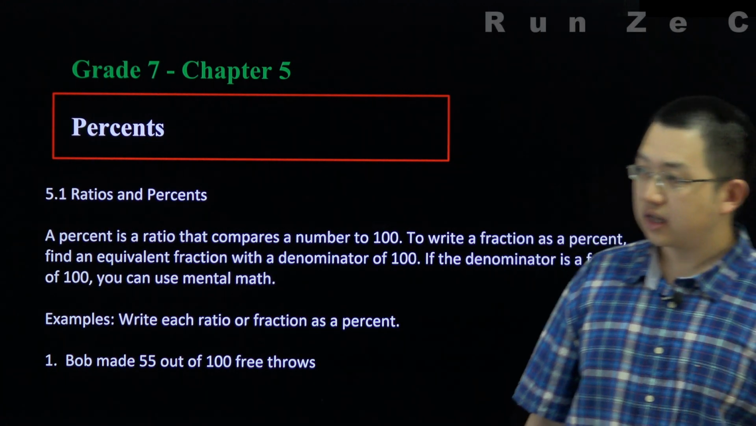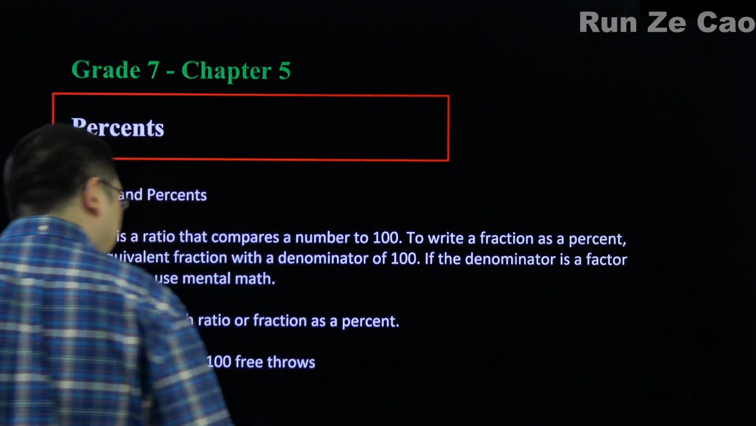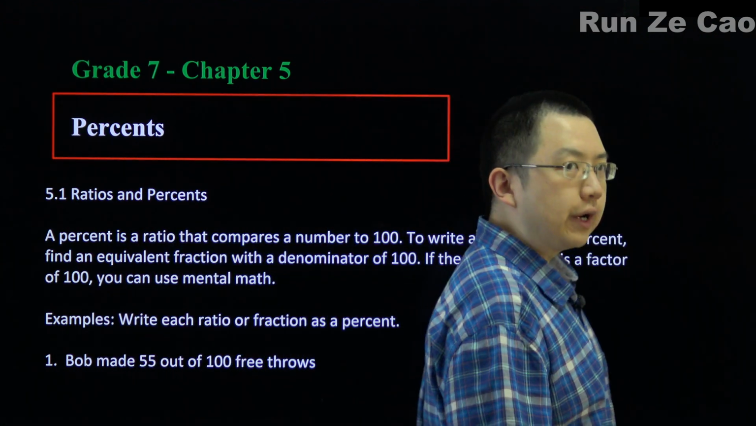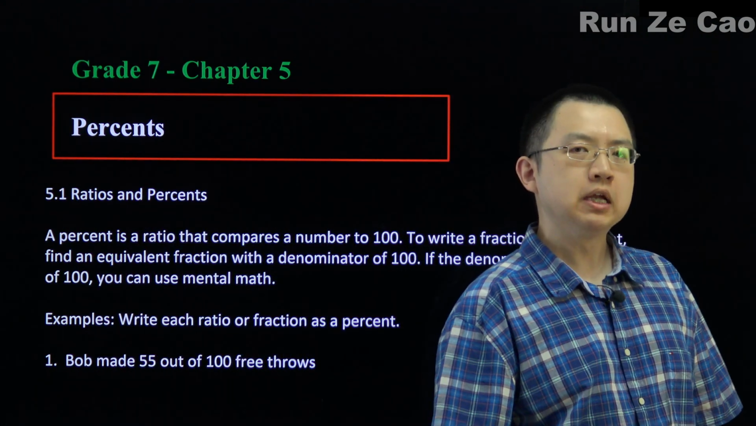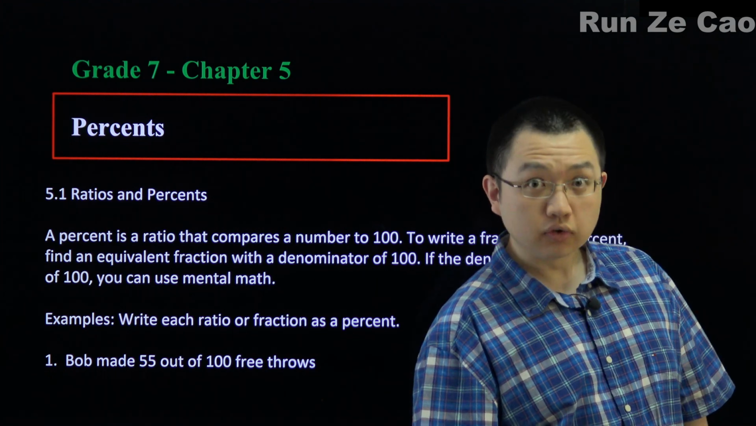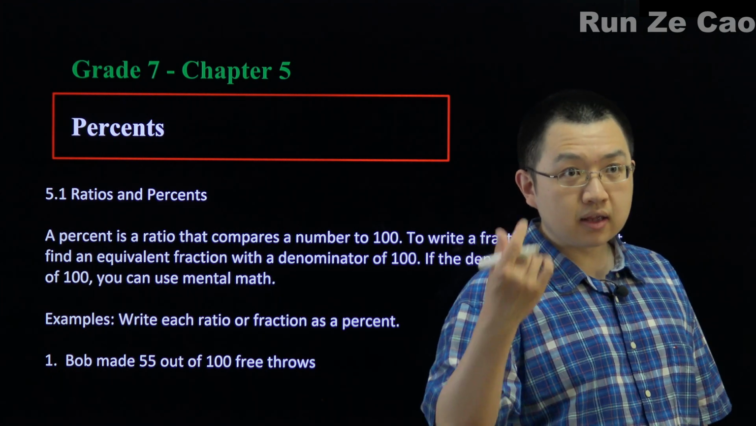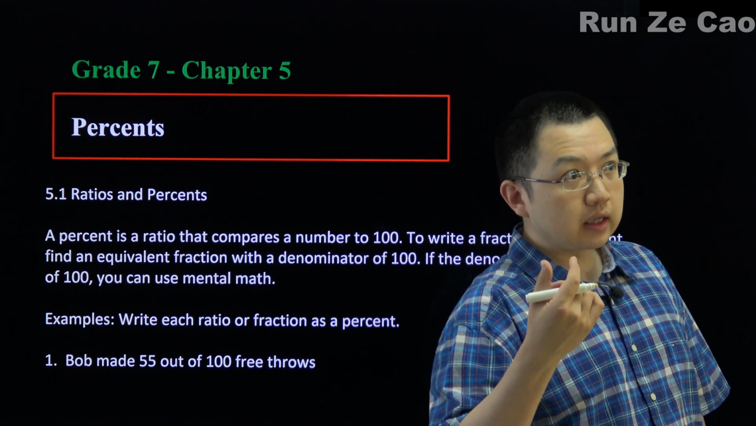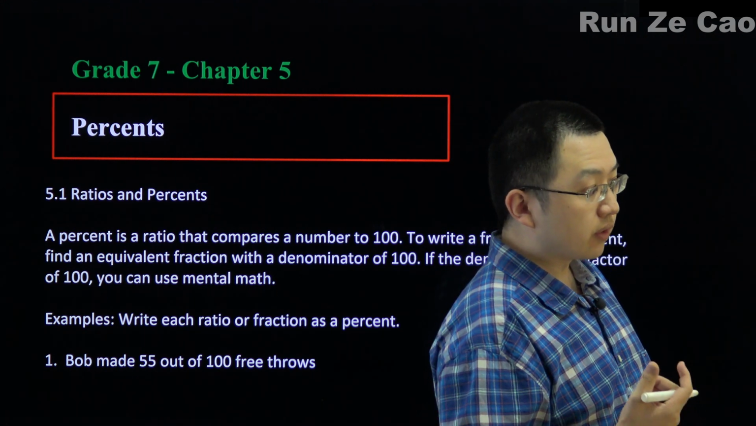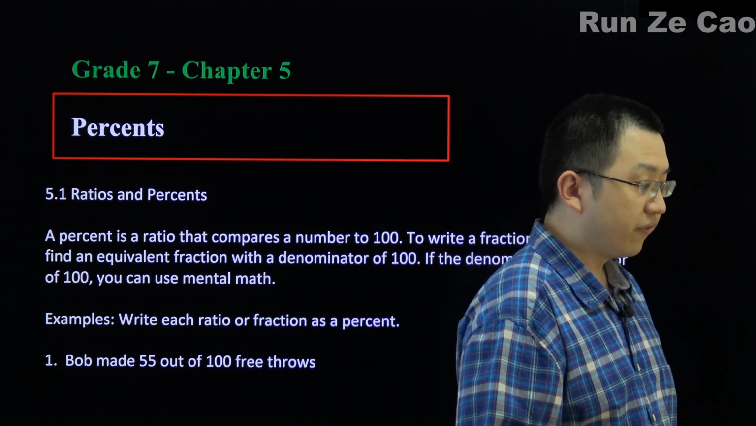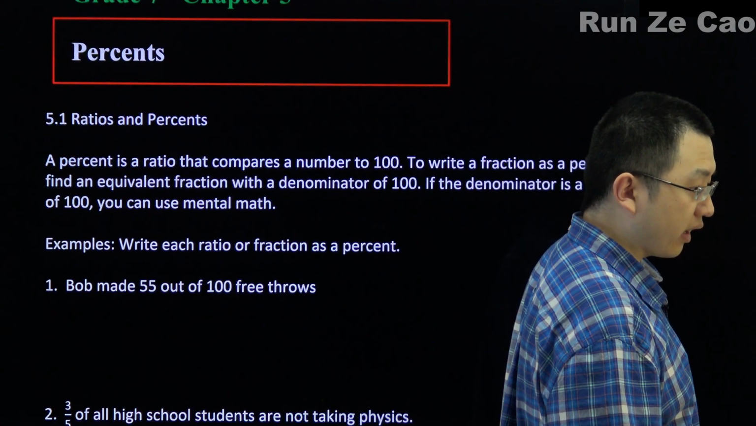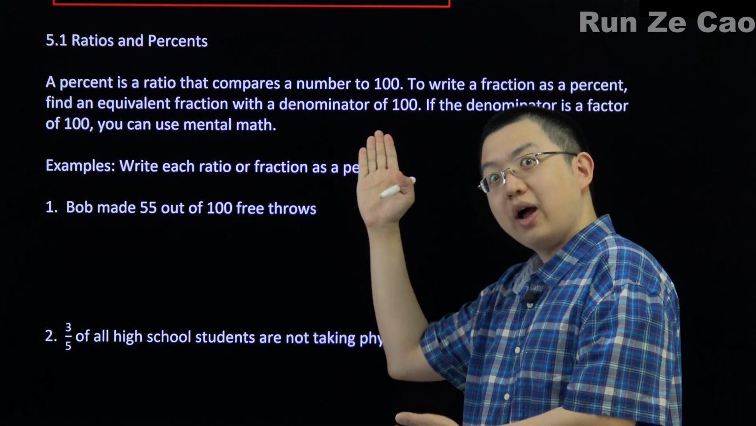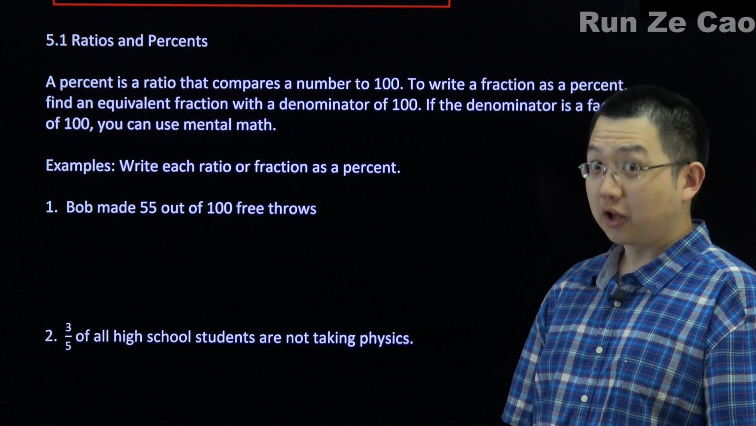This chapter we get to discuss percents. Now a percent is a ratio that compares a number to 100. Percent. A century is 100 years. A cent is 100th of a dollar. It's literally the prefix you can use for hundredths. So percent is like per 100. So it compares a number to 100. Yeah, it's pretty obvious where the term came from.